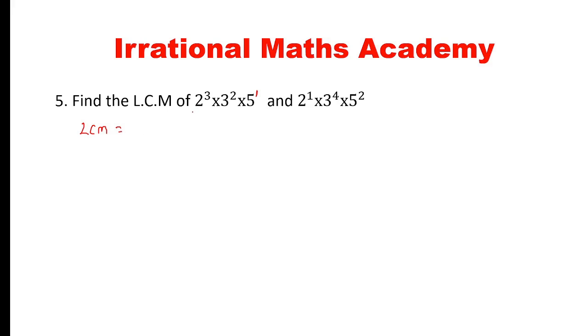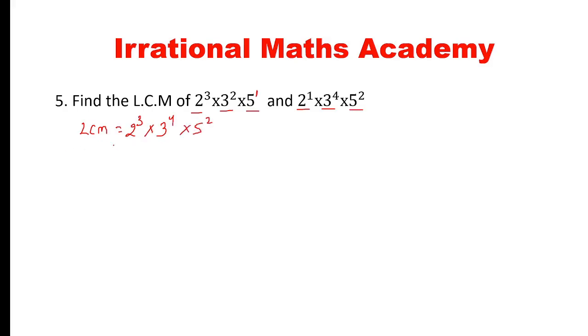For example, 2 is there. So here 2 power 3 is there, here 2 power 1 is there. Which is the highest? 2 power 3 is the highest. Here 3 power 2 is there, here 3 power 4 is there. Which is highest? 3 power 4. Again 5 power 1 is there and 5 power 2 is there. Which is highest? 5 power 2 is the highest.